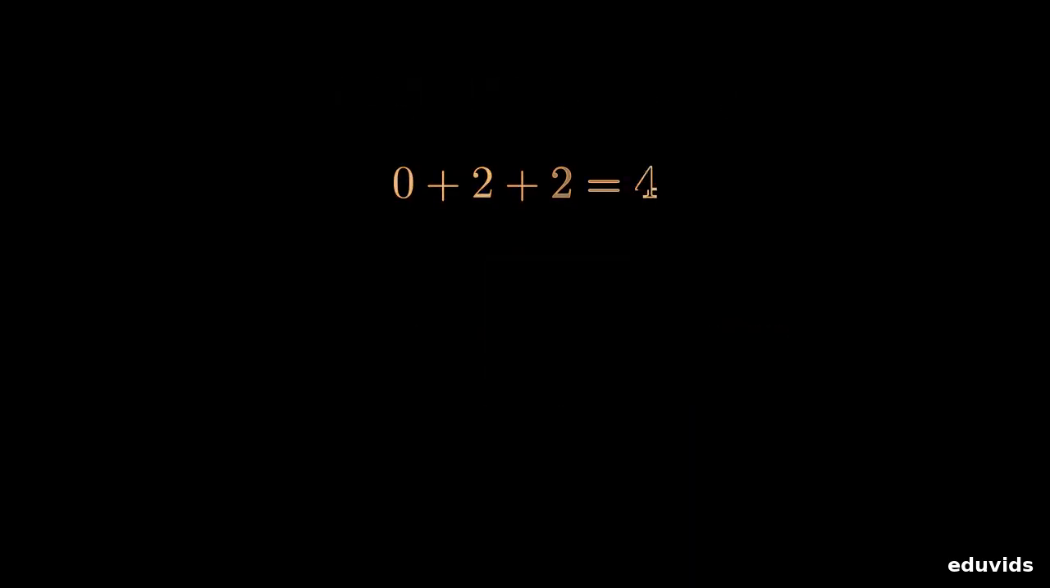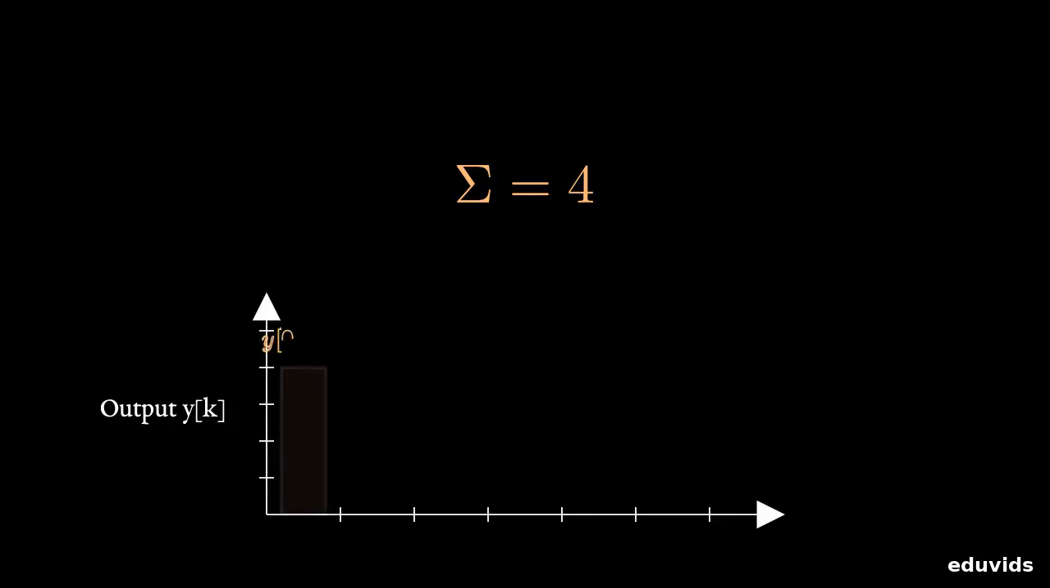Third, we sum those products. Adding 0, 2, and 2 gives us 4. This sum becomes the first point in our new output signal, y of 0.